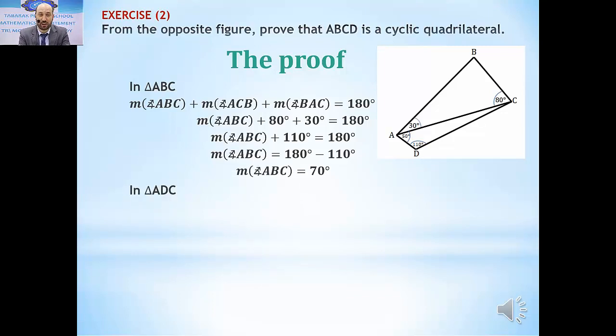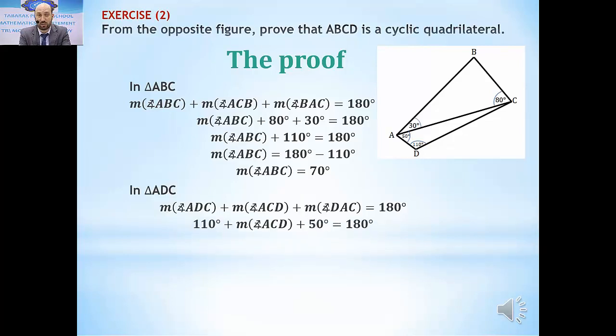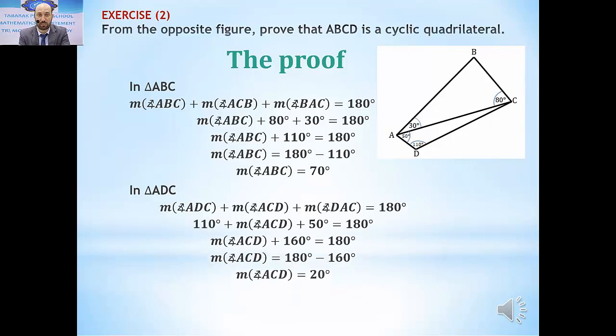Again, in triangle ADC we do the same to find the measure of angle ACD. The measure of angle ADC plus the measure of angle ACD plus the measure of angle DAC equals 180. Replacing the sizes, it will be 50 and 110, and we don't have the size of angle ACD. So 110 plus 50 equals 160. Moving it to the other side, it will be 180 minus 160 equals 20.